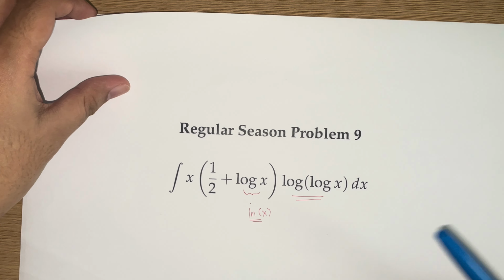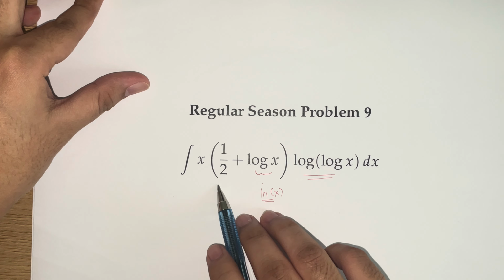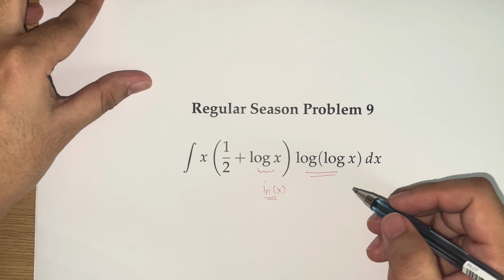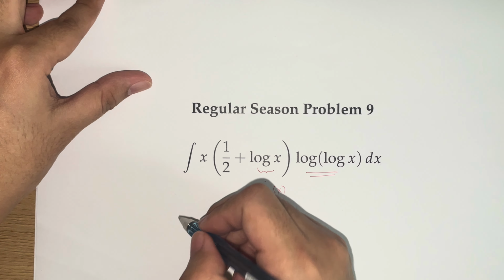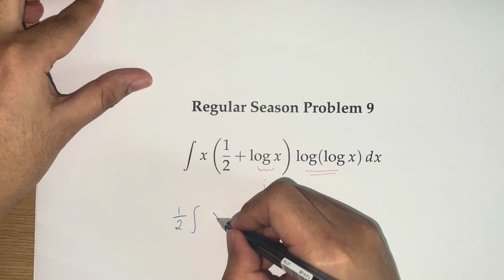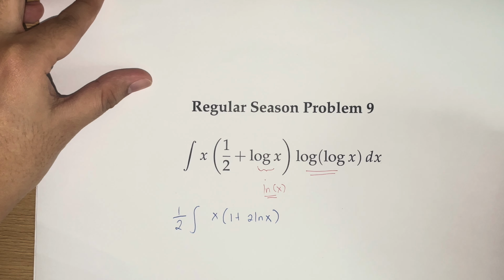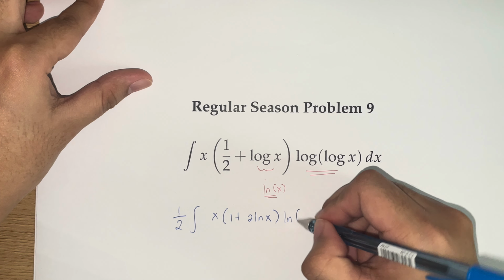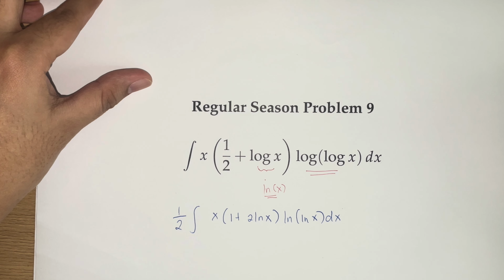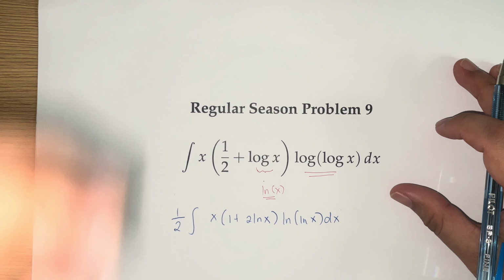Now, to answer this one, we can factor out this 1/2 just to remove the fraction. I prefer that it's outside for some reason, so we write it as 1/2 of the integral of x times 1 plus 2 ln x times ln of ln x dx. Again, I'm using the ln notation. If you're more comfortable with the log, then that's also okay.